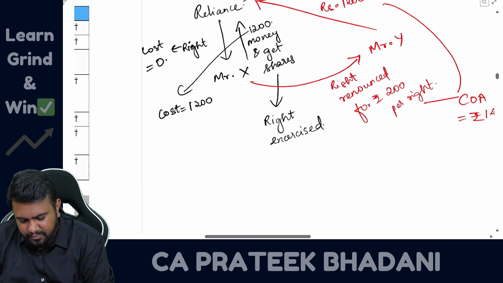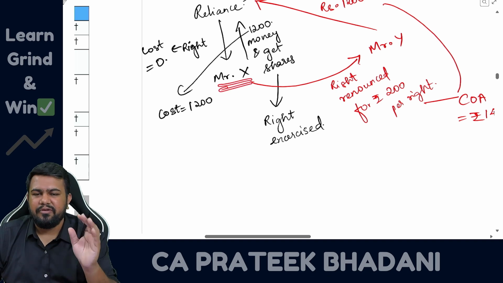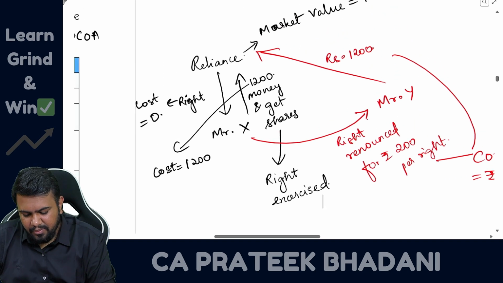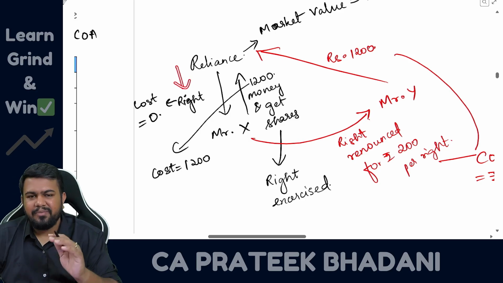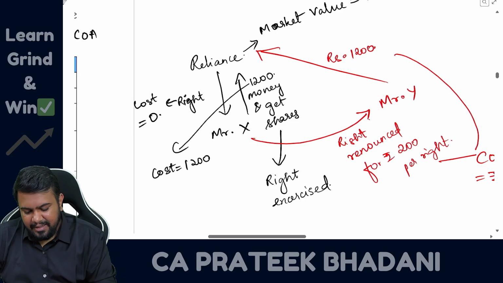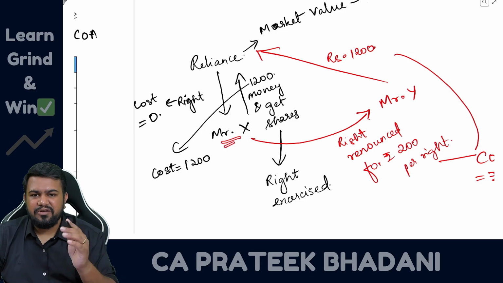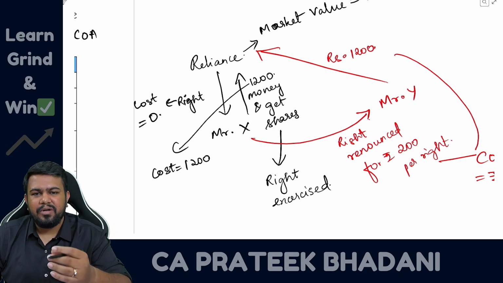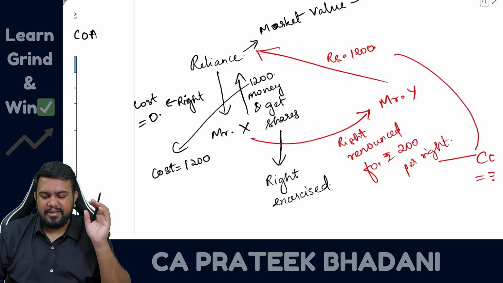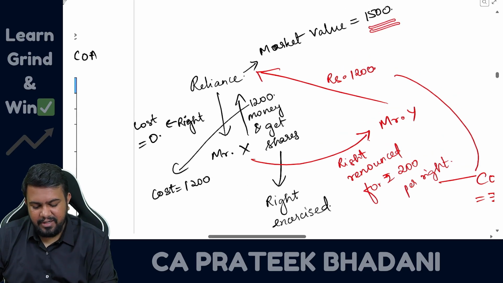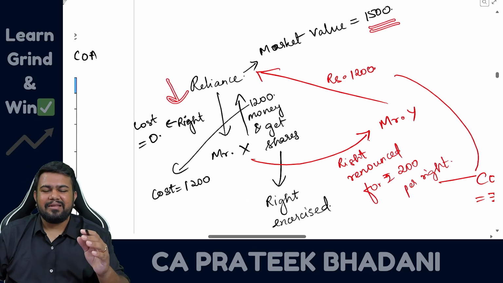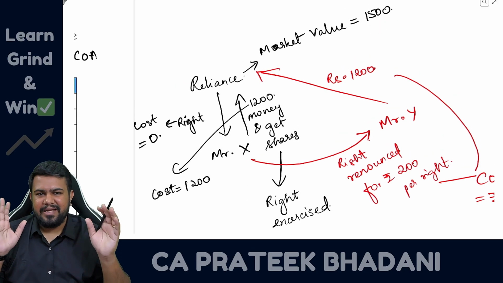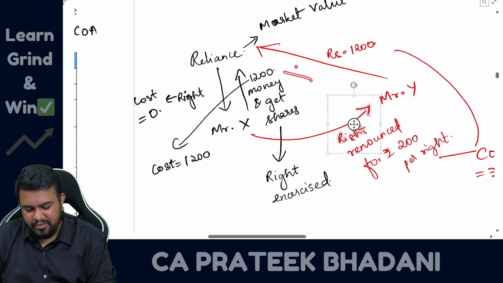Mr. X is an old shareholder of Reliance. Okay, wow. Now Mr. X is getting a right from Reliance, right? Mr. X can purchase the shares of Reliance at just 1,200 rupees. So pay 1,200 rupees and get the new shares of Reliance. Market value is 1,500, but the old shareholders get them at a beneficial price. So they are getting them at just 1,200 rupees.